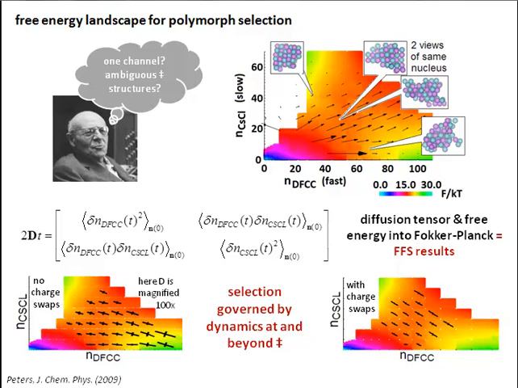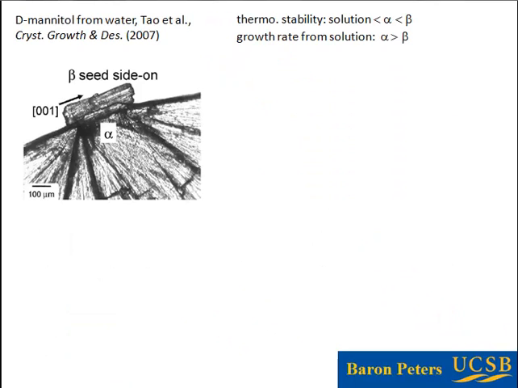So I want to emphasize as well that this is a strategy for coarse graining. I will say that in the next slide in a little more detail. Let me first point out that similar things have been seen in molecular crystal nucleation. For example, this is D-mannitol crystallizing out of water. Actually, this is a seed that the authors have dropped into the solution.